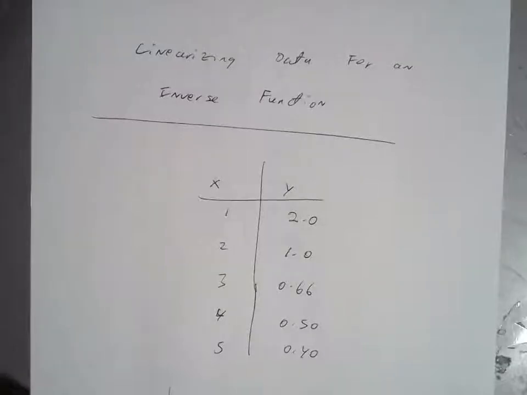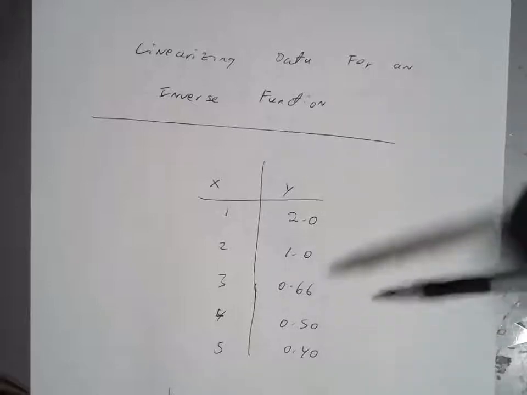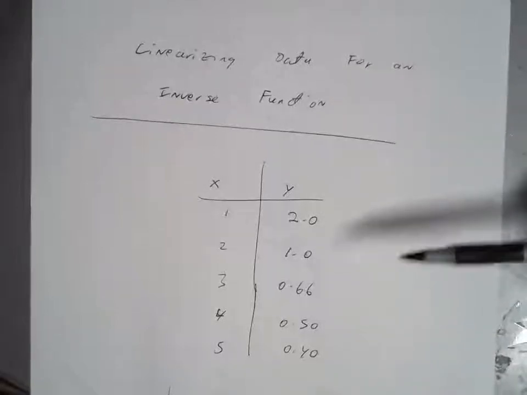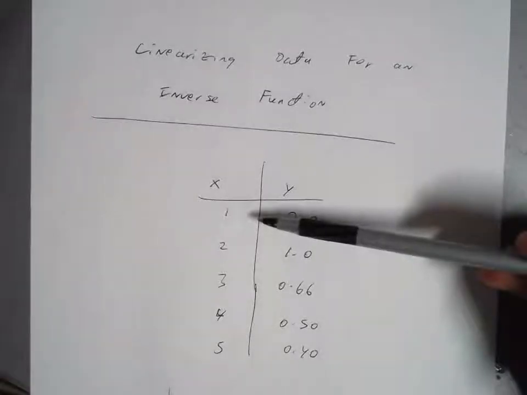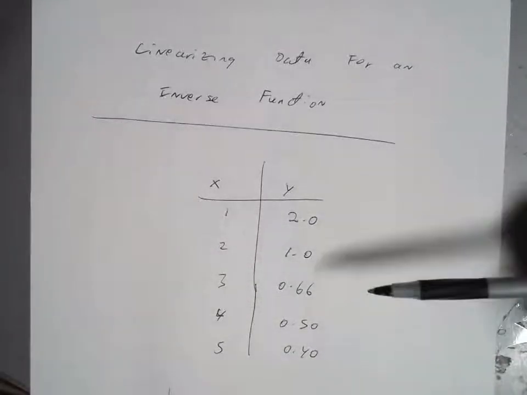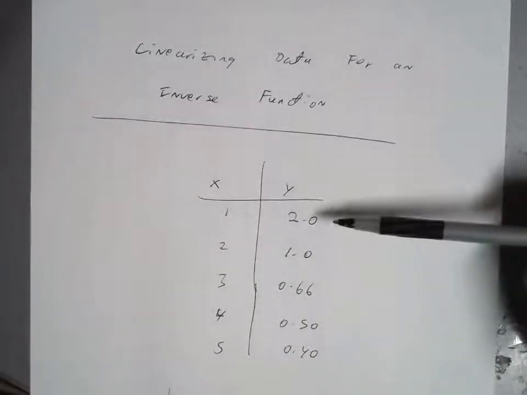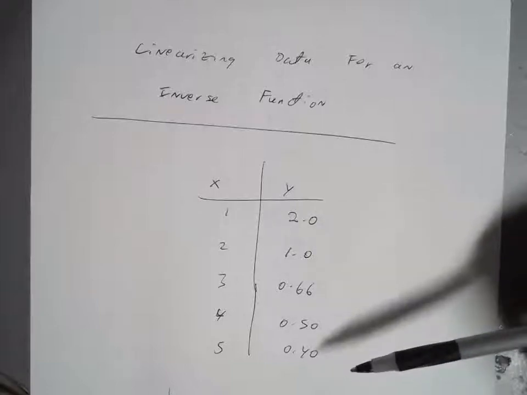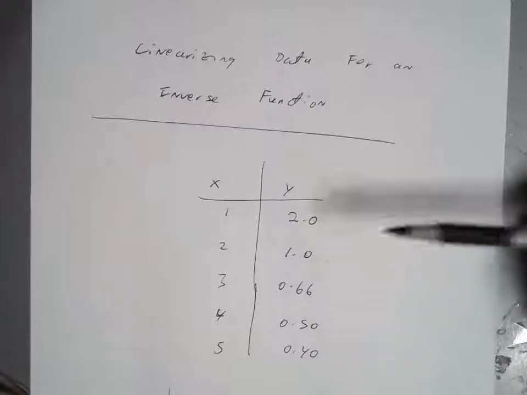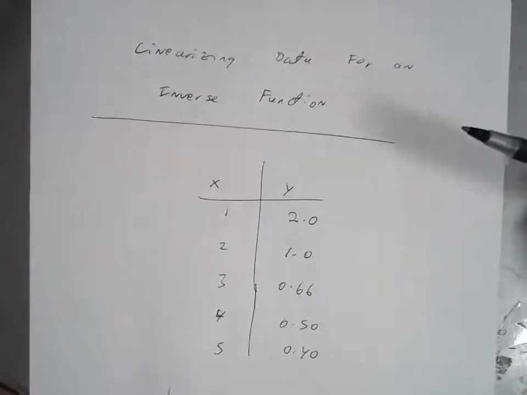So we're going to talk now about how you can linearize your data if you're trying to plot some data that you expect from your model would follow an inverse function. So I've got an example data table here. The x values increase from 1 to 5. The y values decrease, and so that's a type of an inverse relationship happening there.